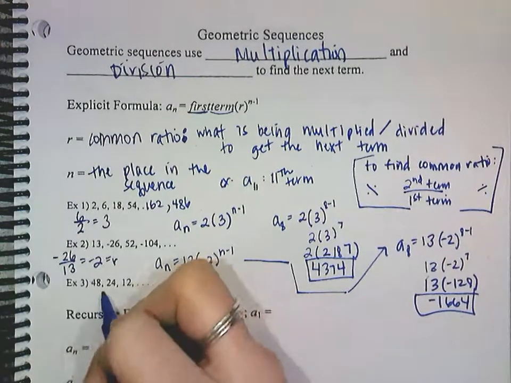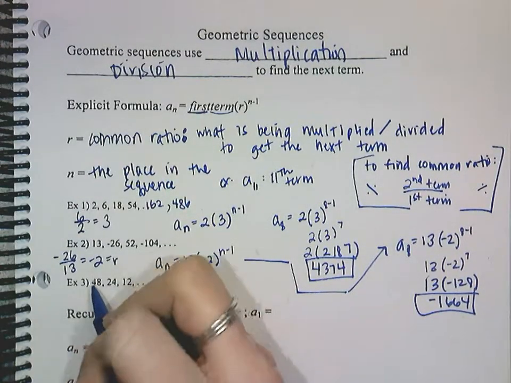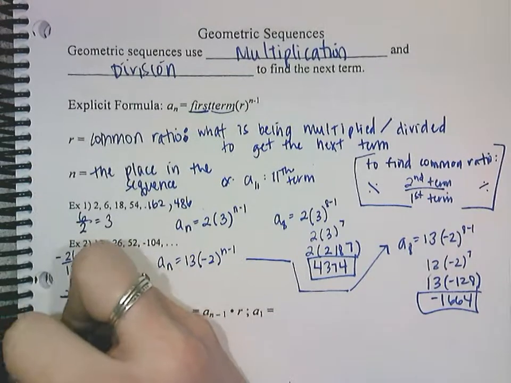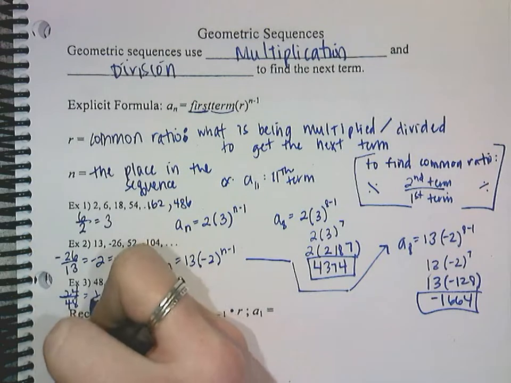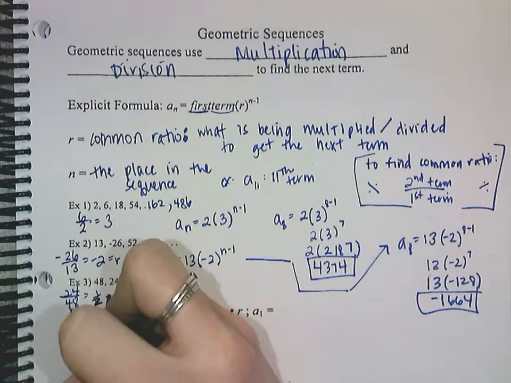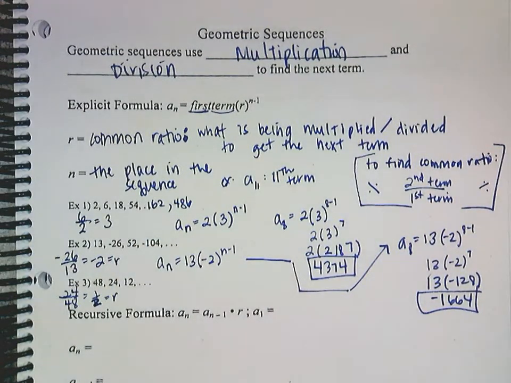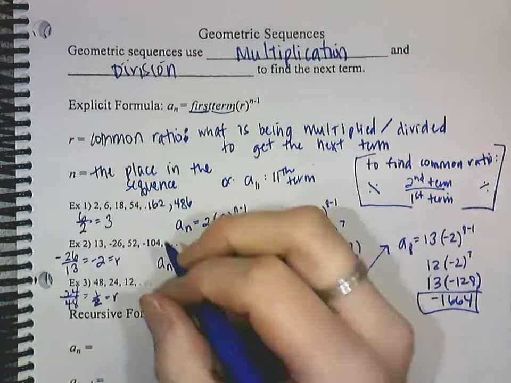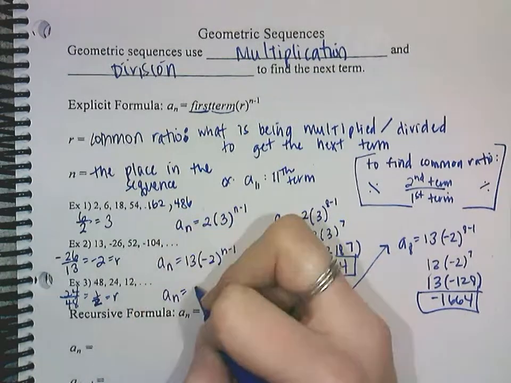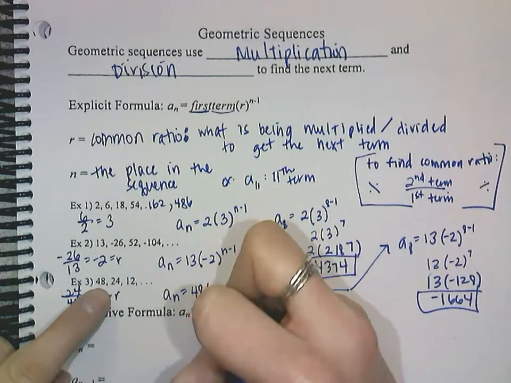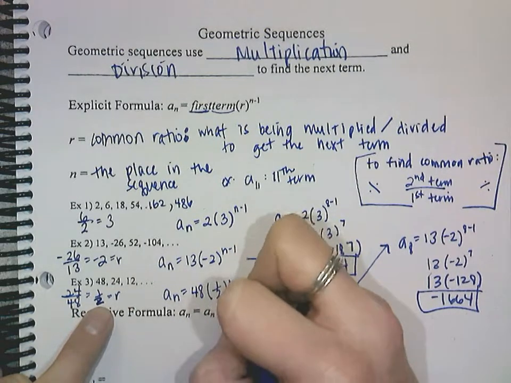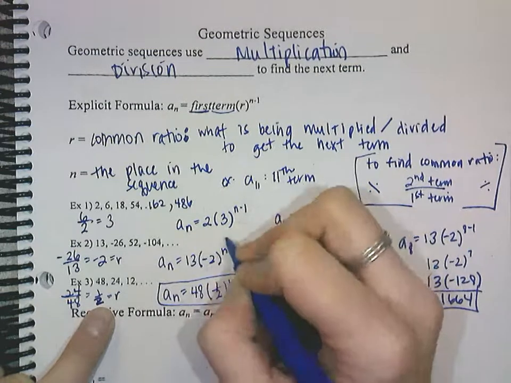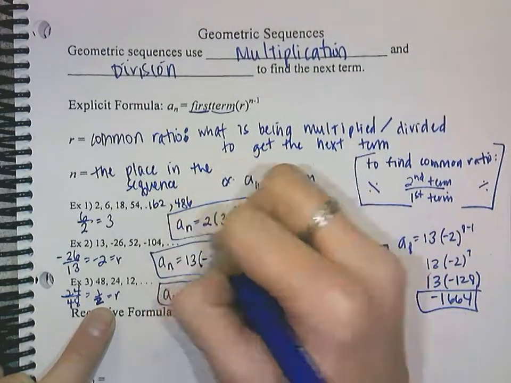Okay, last one. We're going to divide our second term by our first term, so we do 24 divided by 48. When we do this, we get 1/2, so that equals our r. So it's decreasing by half every time. Notice that my numbers are decreasing as well. So a sub n is equal to my first term, which is 48, times my r, 1/2, and then n minus 1. So this is my formula.